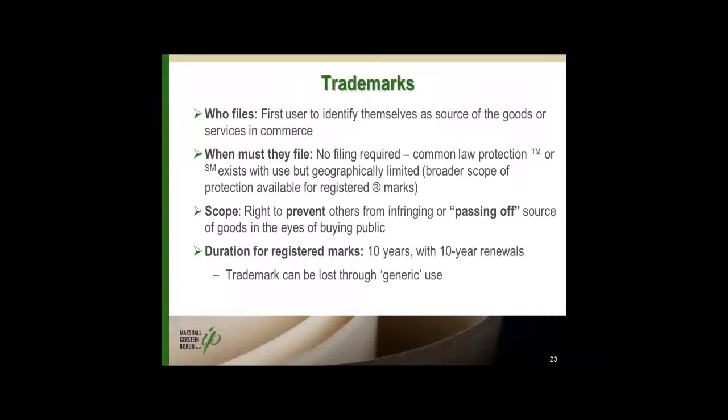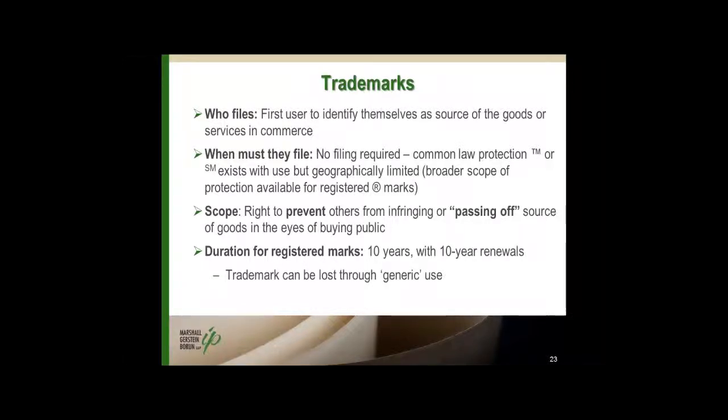Trademarks do not have to be filed. There's also common law protection, and you'll see the difference between if somebody has a registered mark or is using the common law benefits of a trademark based on what is signified with the goods. So TM or SM would be an unregistered mark, and that would be in limited geographical use. You'd be able to prevent others from identifying themselves for similar goods or confusingly similar goods.